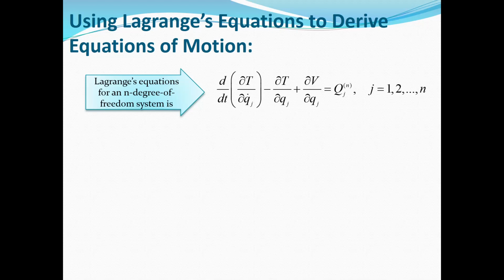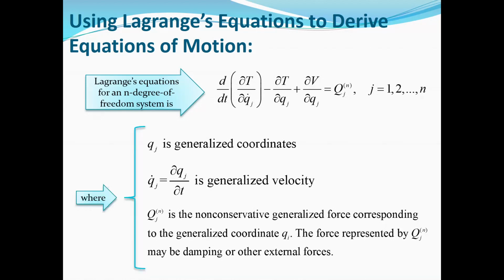If your system is a system with n degrees of freedom, we will have n Lagrange equations and we can extract n equations of motion. In this equation, q sub j is the generalized coordinate. This is obtained in the first step, as I told you. For example, in the previous example, q_j was x1, x2, and x3 when we dealt with a system with 3 degrees of freedom.